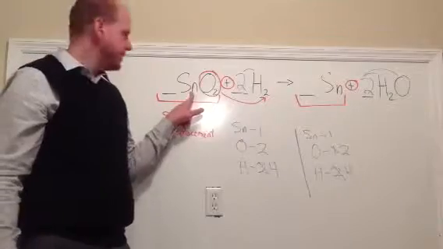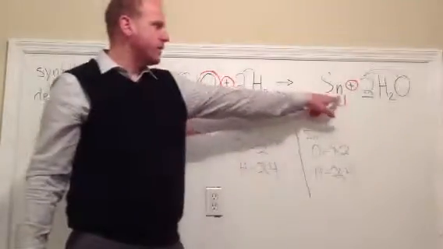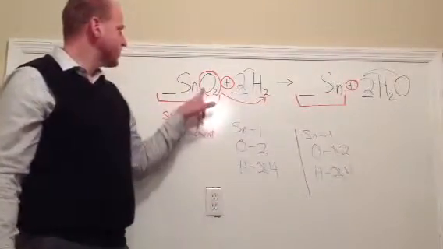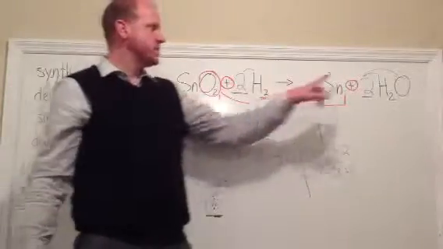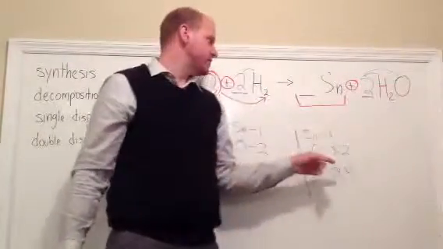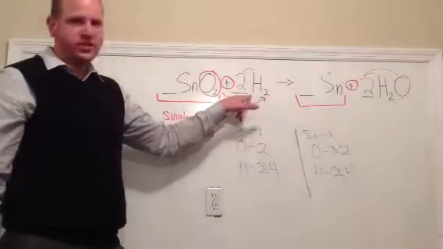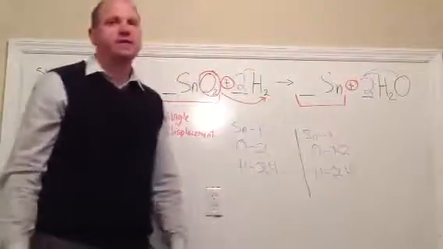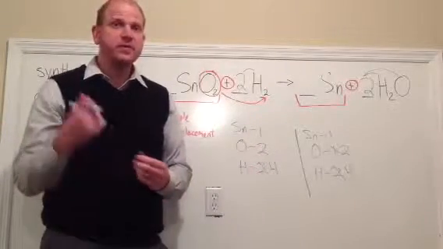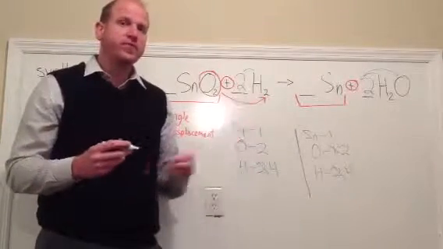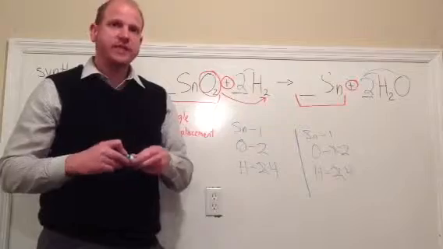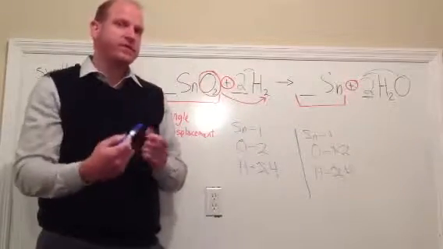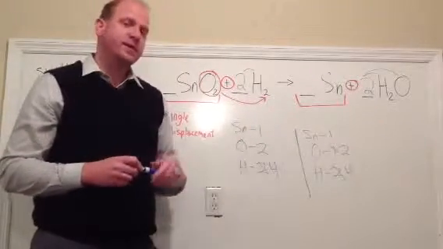I have 1 tin and 1 tin right here, so that's balanced. I have 2 oxygen and 2 oxygen on this side, so my oxygen are balanced. I have 4 hydrogen and 4 hydrogen, so my hydrogen are balanced. So this equation was very simple, didn't require a lot of going back and forth. Sometimes you'll get equations like that, sometimes you might have to go back and forth several times. But this equation is balanced.